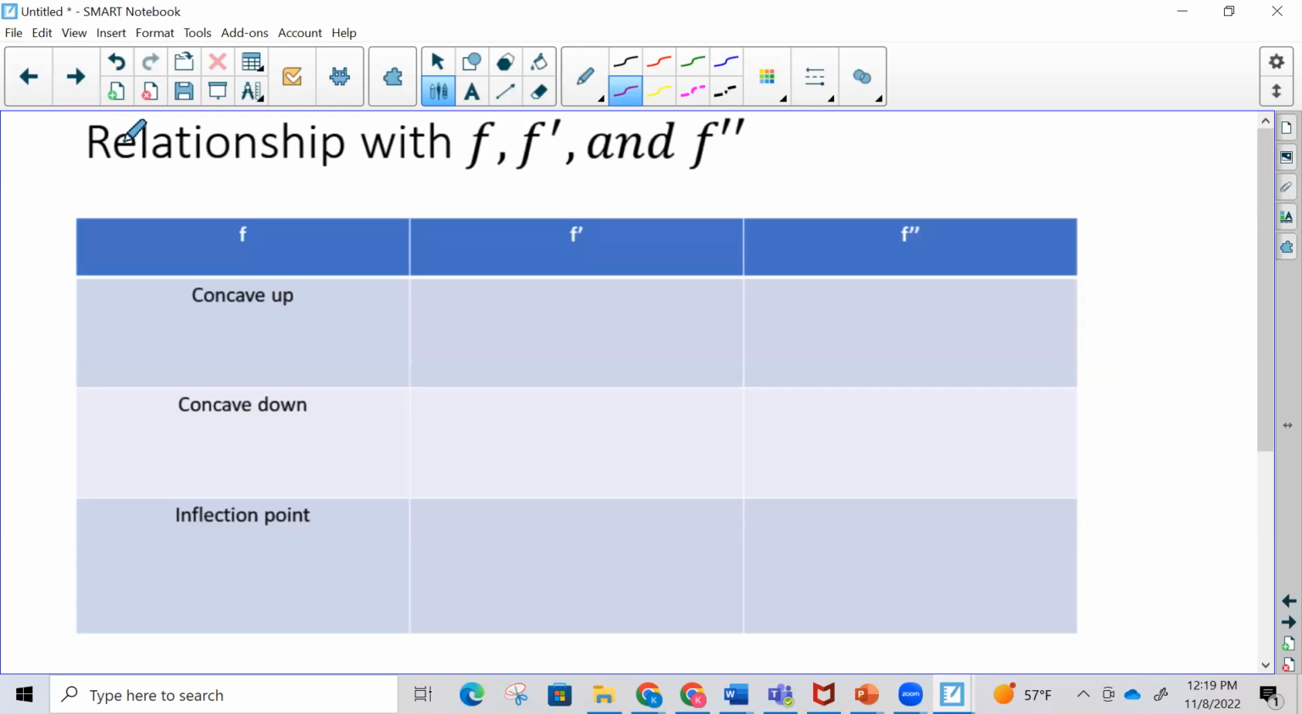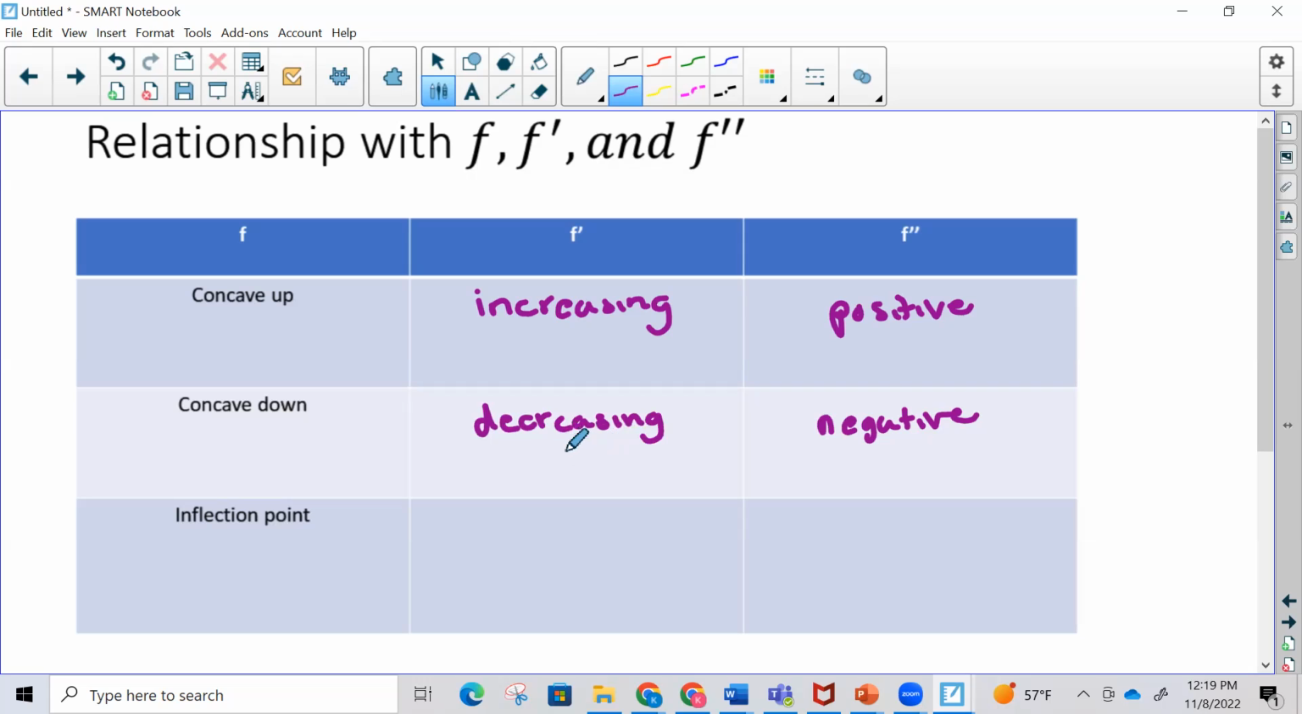So just kind of to summarize it, if my function is concave up, we know that the second derivative, f double prime, is positive. And we know that the first derivative is increasing at that point. The slope is increasing when it's concave up. When it's concave down, the second derivative is negative, and we know that the slope is decreasing. Okay, and because it's decreasing, then the slope of that, which is the second derivative, is negative.